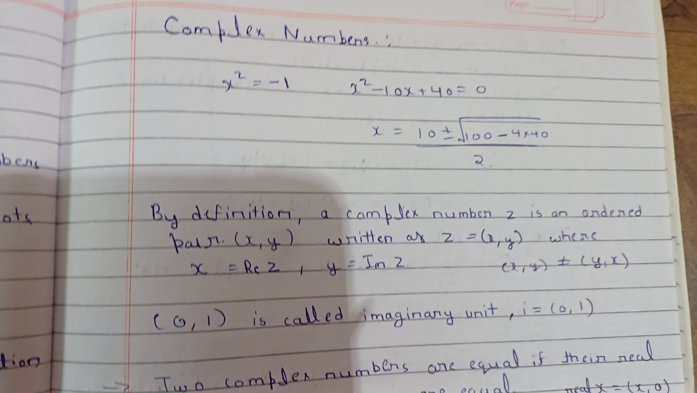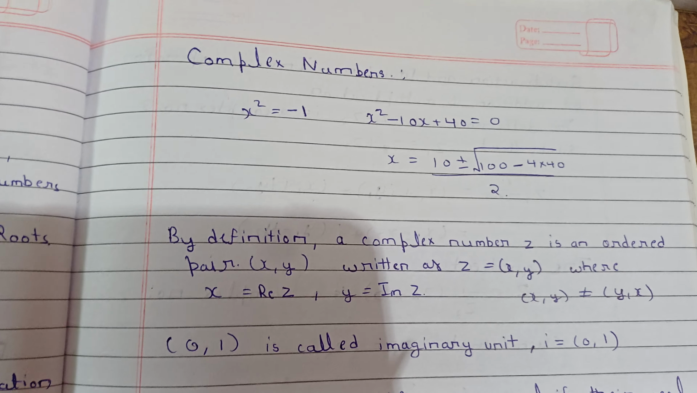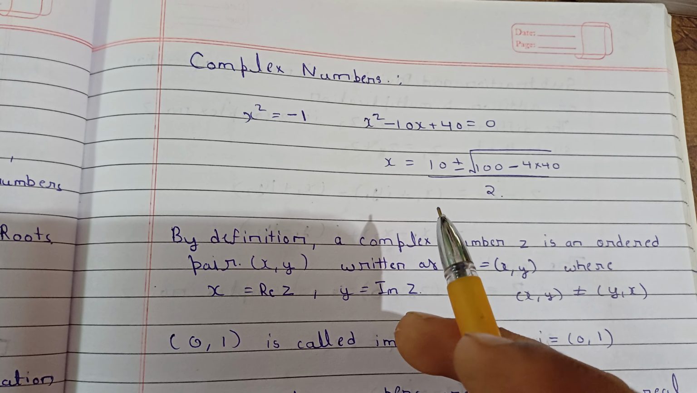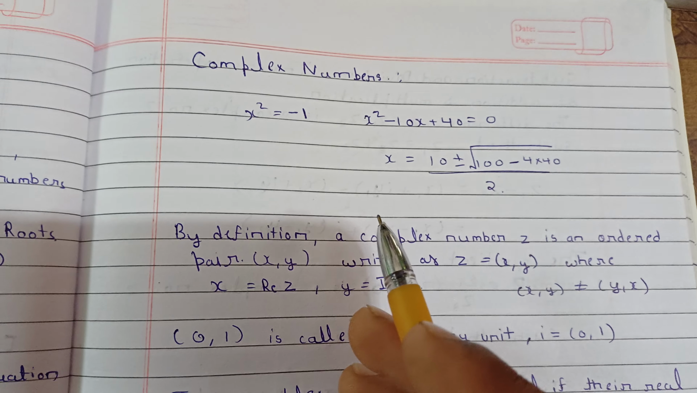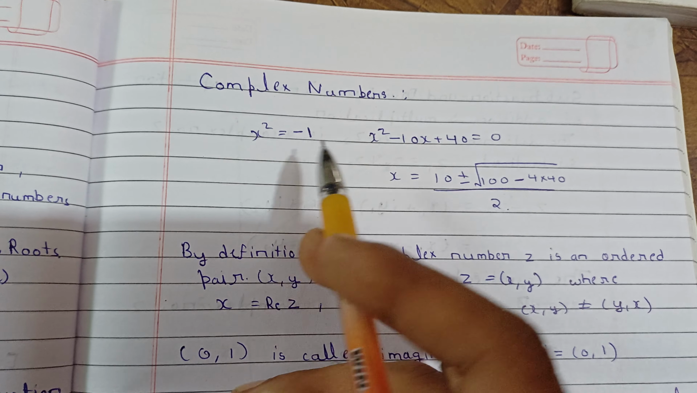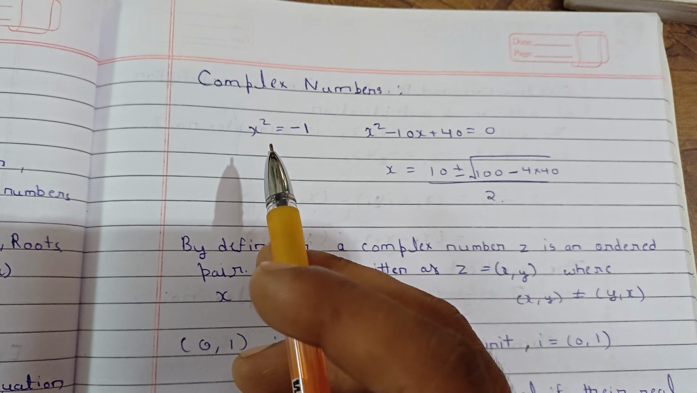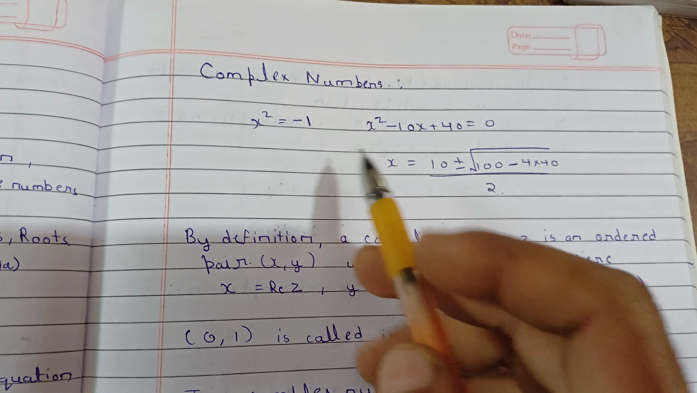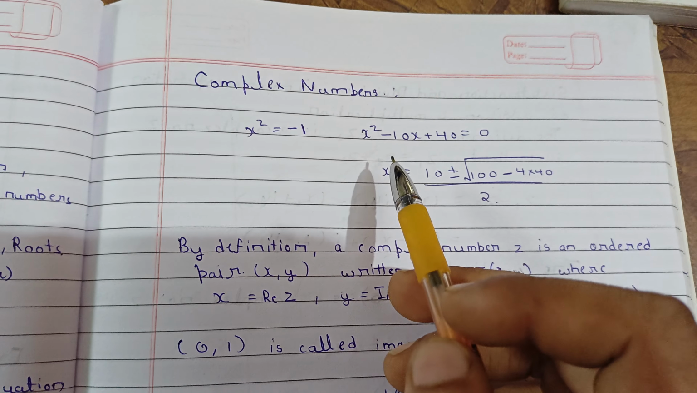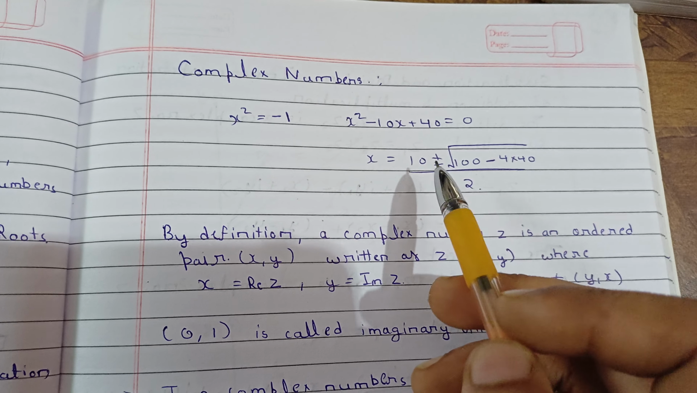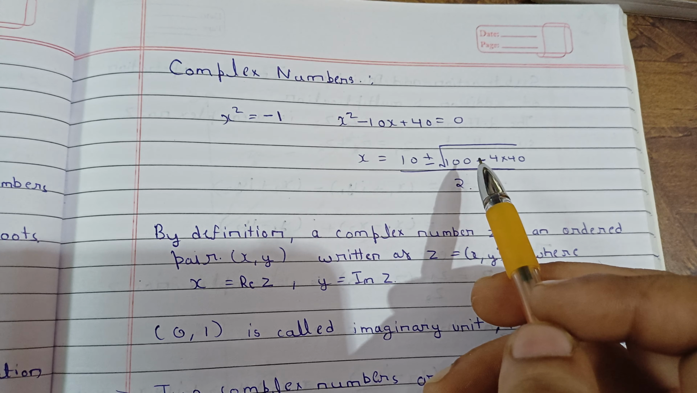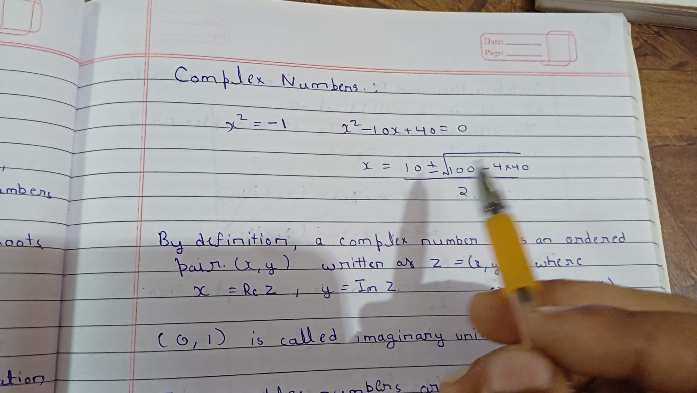So let's start with the introduction part, that is complex numbers. First of all, let me introduce that there were many equations, but then the mathematicians came to this thing when they had x square equal to minus 1. Then they had to think about what solution is possible for this. If you try to solve with the quadratic formula, minus b plus minus root b square minus 4ac divided by 2a, you will get something which will be negative. So they were stuck at this, on how to solve this kind of problem.